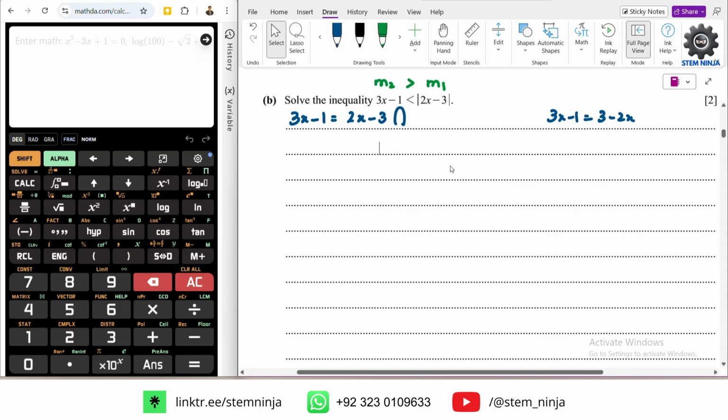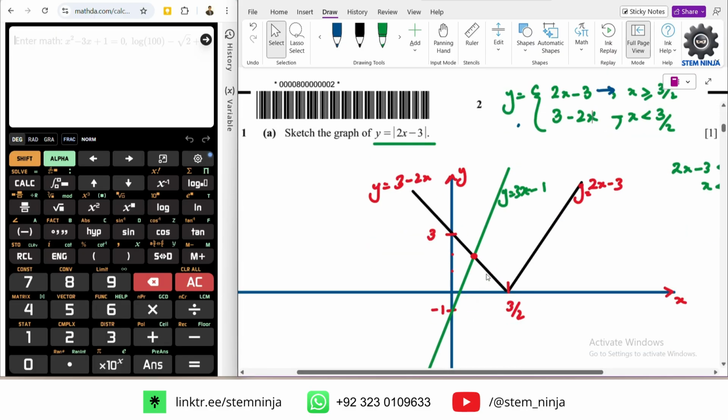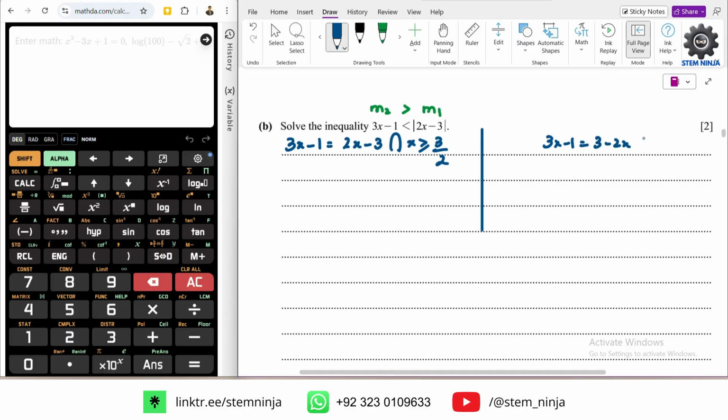So 2x minus 3 is after 3 by 2, because like we wrote it over here also, this is applicable only for x greater than 3 by 2, and the other one would be less than. So I'm using the intersection symbol because the solution that we get from either one of them has to be applicable to the range also. It should lie in that particular range.